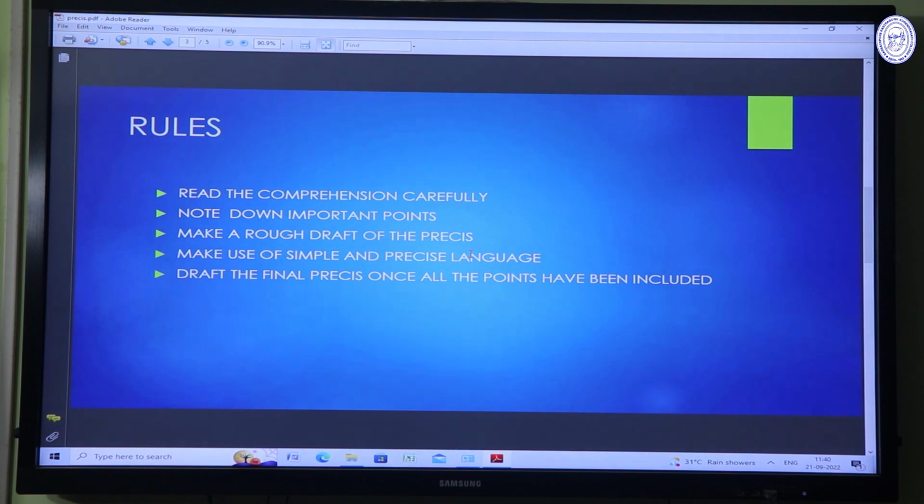Okay? So this is the structure. First you read, while reading, noting down the important points, prepare a rough draft, read the rough draft, decide if you have to add anything or take out some portions of it, and then you think you are ready to write the final draft.